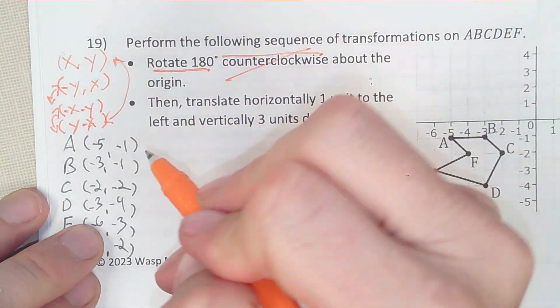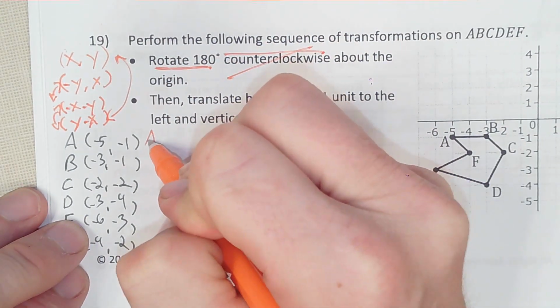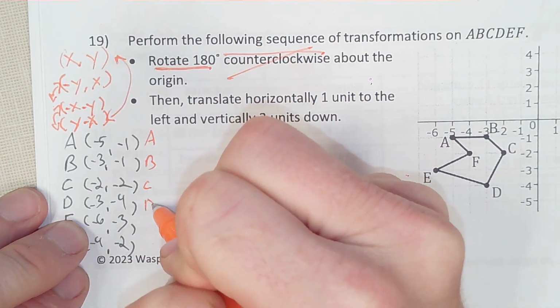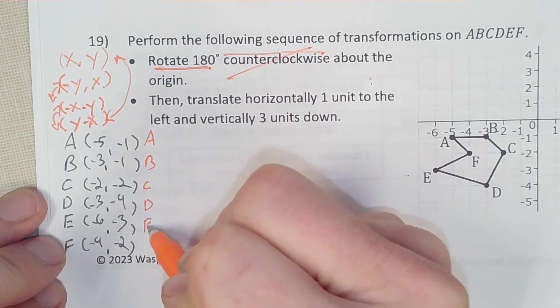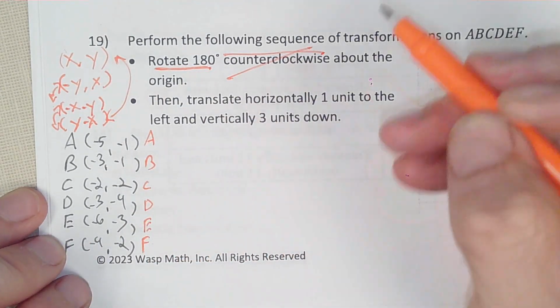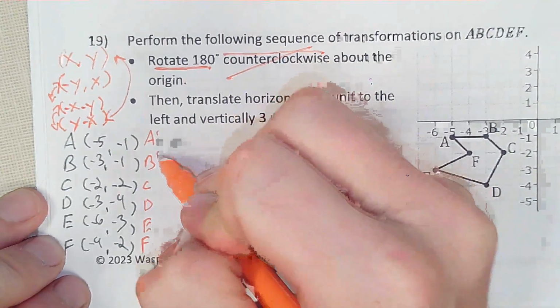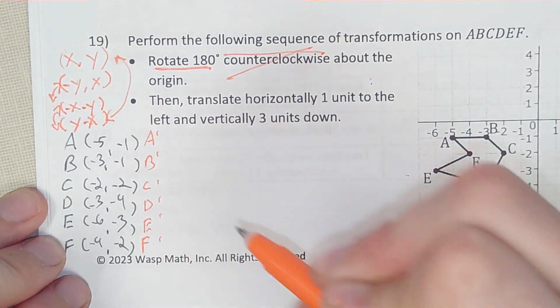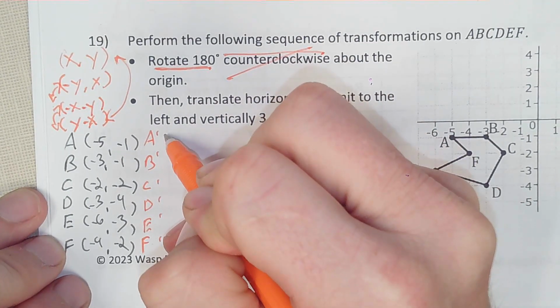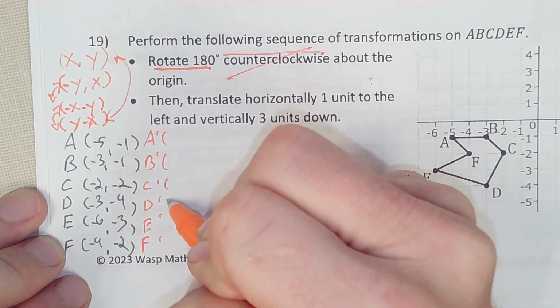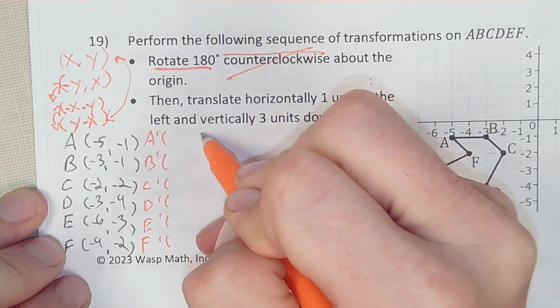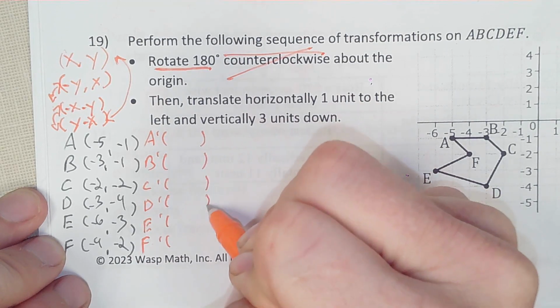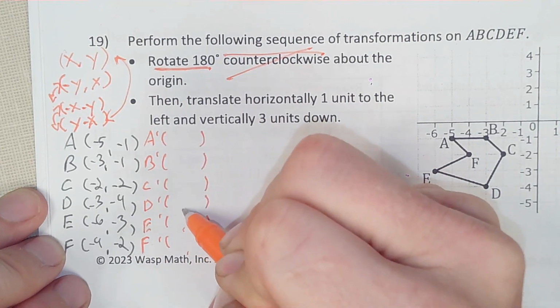let's go to this one. All right, so here we have an A, B, C, D, E, and F, and these are all going to be primes. And then we have an open bracket and a closed bracket with a comma in between.